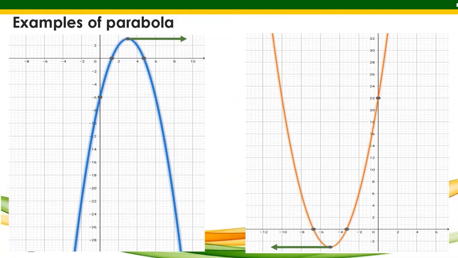So this is the vertex. So ang vertex is the turning point of the parabola. So pag sinabi natin turning point, makikita natin yung pagkilo ng ating graph or ng parabola. So kapag naka-open downward, nasa taas yung vertex, then kapag naka-open upward, nasa baba yung vertex. So ang vertex natin ay yung x and y or yung h and k.